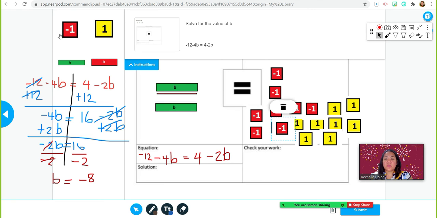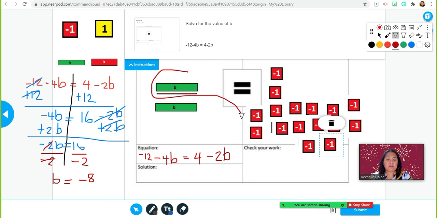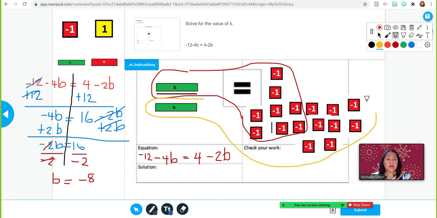So 1b has a value of negative 8. Okay? You want to make a zero pair here, by the way, because you're dividing the constant by the coefficient, which is negative. So you're making the variable positive, but the constant will turn to a negative. If that makes sense. So 1b will be equivalent to negative 8. So 1, 2, 3, 4, 5, 6, 7, 8. Does that make sense? Then the other one will have another value of negative 8. So the other variable will also have a value of negative 8.